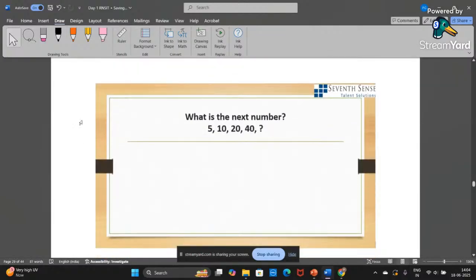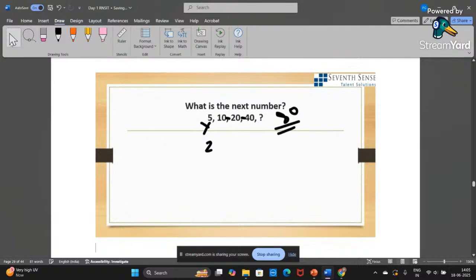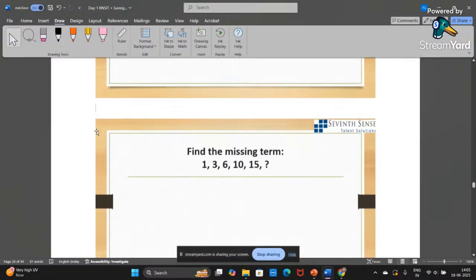Next, 5, 10, 20, 40. What is the relation between each number? It is multiplied by 2. 5 twos are 10, 10 twos are 20, 20 twos are 40. So the next number will be 80 because we have to multiply by 2. Each number is doubled. So for this, the answer is 80. Next.